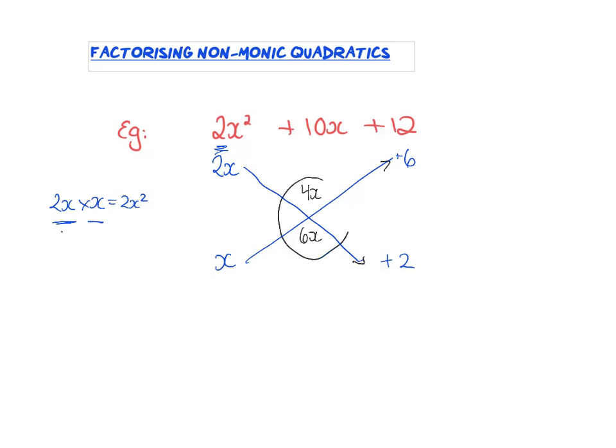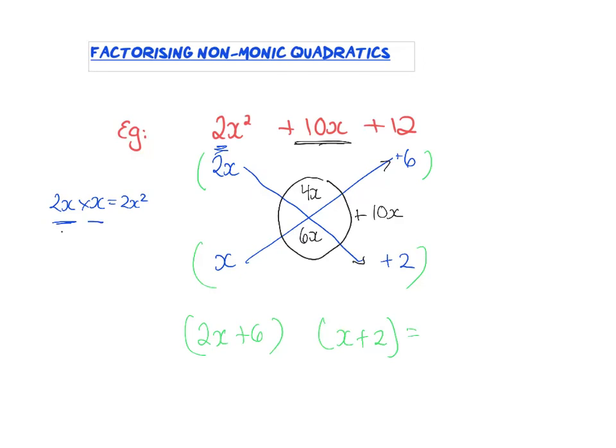Now if we add them, do we get 10x? Yep, so we get 10x, which is the middle term. So therefore these become our brackets. The answer is actually 2x plus 6 and x plus 2. If you don't bracket it that way, it will make a difference. So this 6 has to be with that 2.